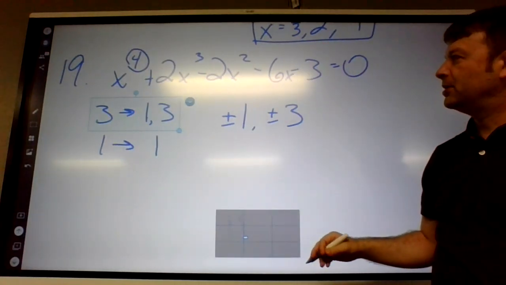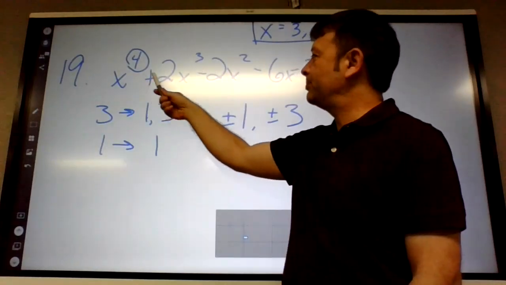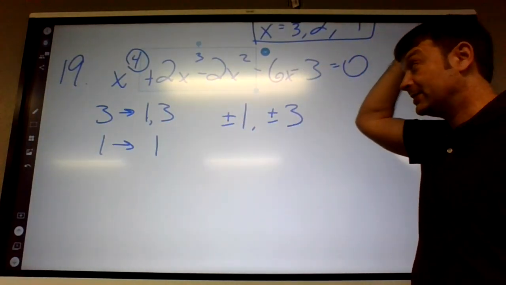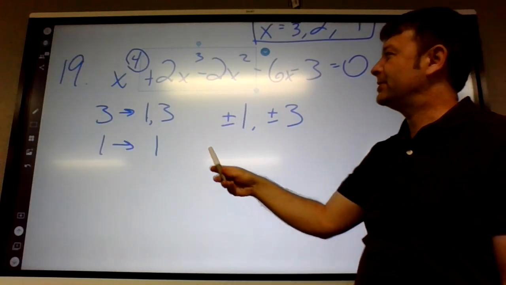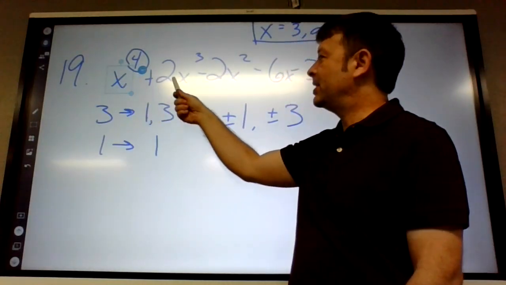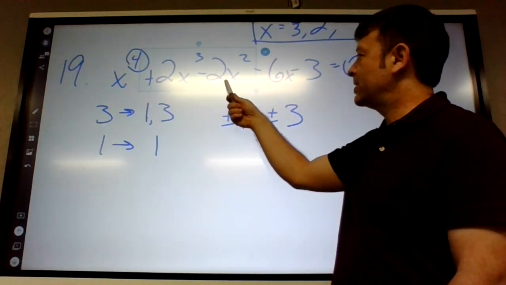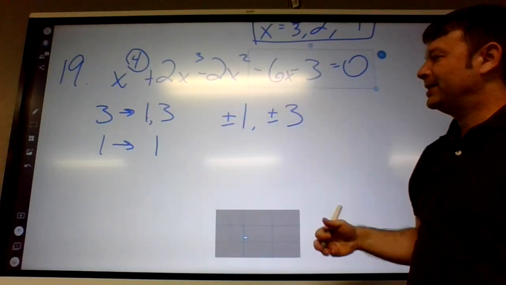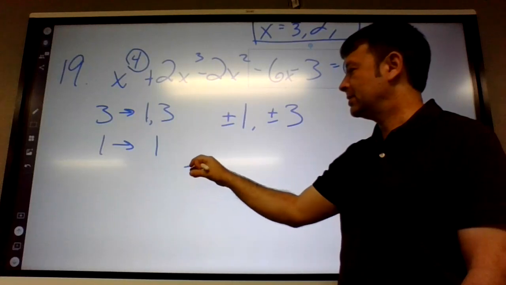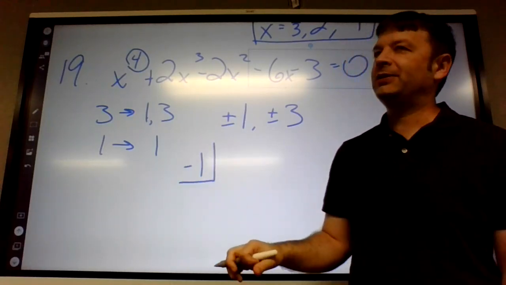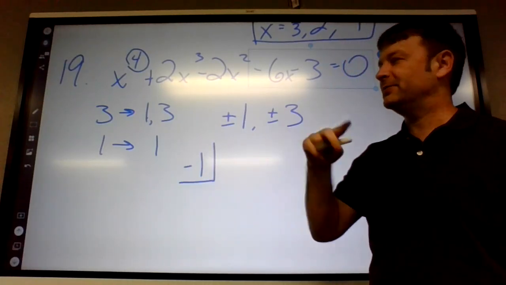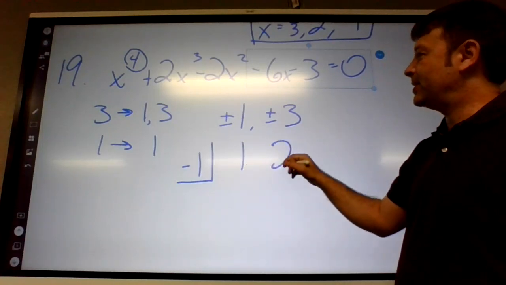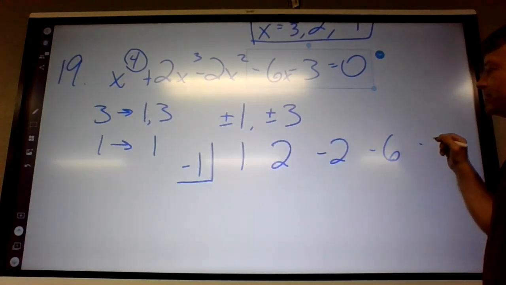1 doesn't work. Okay, if I plug in 1 plus 2 minus 2 minus 6 minus 3, you're right, 1 would not work. Does -1 work? That'd be 1 minus 2 is -1, minus 2 is -3, plus 6... Actually, I think -1 is going to work. It does. It's very hard to do that without a lot of practice, so you might just go straight to synthetic, or you might use a calculator.